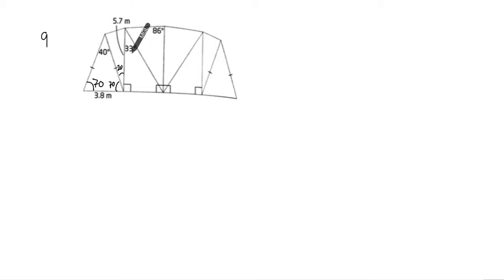We can also figure out this angle over here. So 90 and 33, which makes this one here equal to 57, which makes this one here equal to 33. And we can figure out this angle over here as well. So 180 minus 86 minus 33 gives us 61 degrees in here.